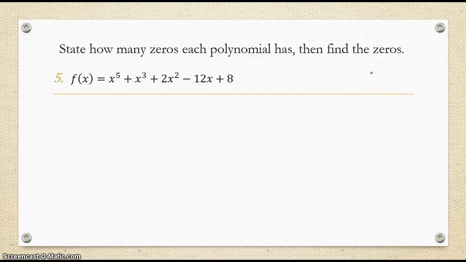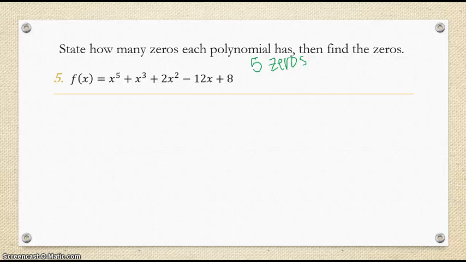This one, with it being a polynomial of 5th degree, it will have 5 zeros. It's not going to be where I can just factor out a common factor for each of them. I can't factor by grouping, so basically no factoring. It's not a quadratic, so I can't use the quadratic formula.